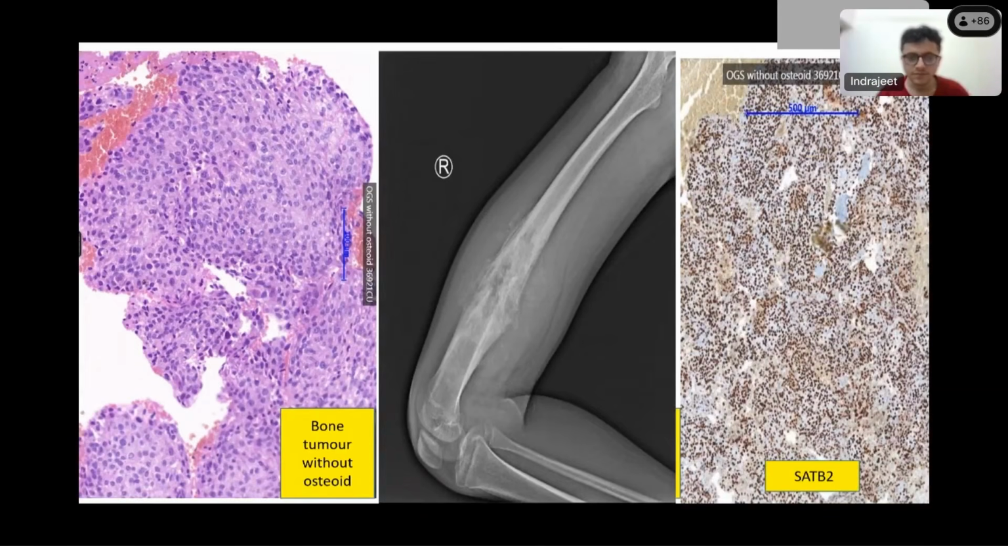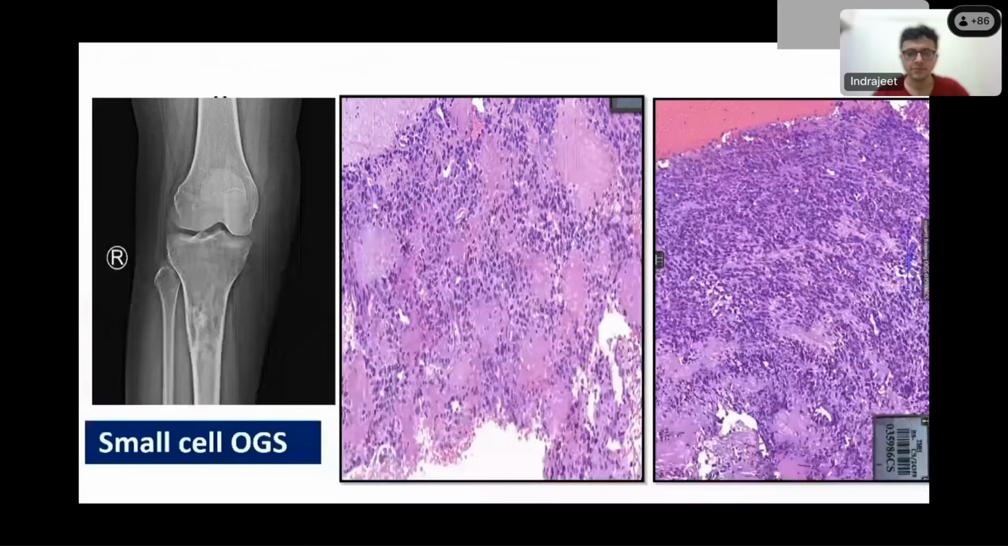So remember, osteosarcomas do not have to show matrix in the biopsy at least. So do not dismiss that this is not an osteosarcoma because there is no matrix. No, that is not absolutely essential. If it is there, it helps you to make the diagnosis, but if it is not there, it does not rule out osteosarcoma. That is the message from this osteosarcoma.